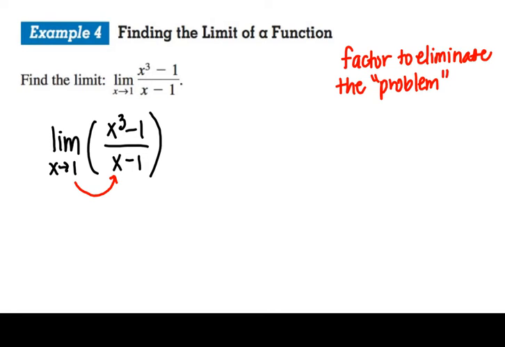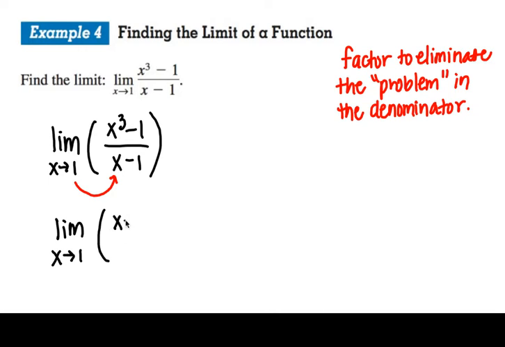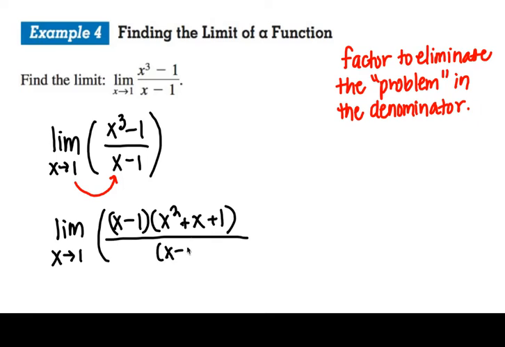Don't you just hate it when there are problems in the denominator? Well, we just get rid of them. And this is how we're going to do it. We're going to factor. So we're going to factor this out. So I've got the limit as x approaches 1 of x minus 1 times x squared plus x plus 1 all over x minus 1. And now you can see that the x minus 1s are going to cancel, and now we can use direct substitution.